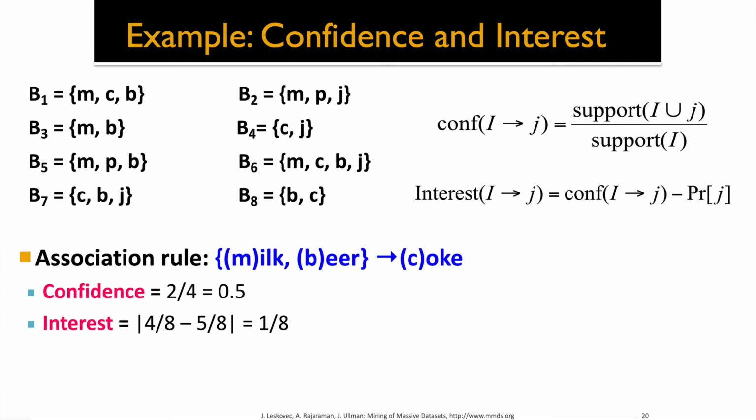Now we can evaluate the interest here. Our confidence, to make the math easy, is half or 4/8, and the likelihood of seeing Coke at all is in 5 of these 8 different baskets. So Coke is sufficiently common. If we subtract these 2 things, then we get an interest of 1/8, which tells us that Coke occurs sufficiently often that this rule is not particularly interesting. Maybe what's really happening here is that our confidence in this rule is being driven not by any connection between milk and beer and Coke, but just that Coke is sufficiently common.